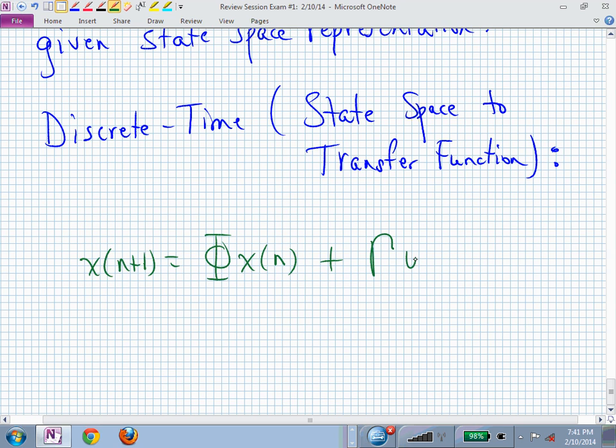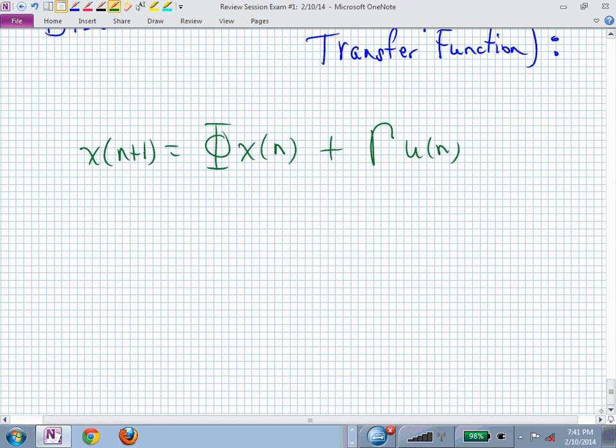Gamma u of n. And if we had two inputs, what are the dimensions on gamma? If we have two inputs, gamma now, we know it has to have 10 rows, right? It has to be compatible with x when we form the product of gamma with u. But the gamma u product has to be compatible.